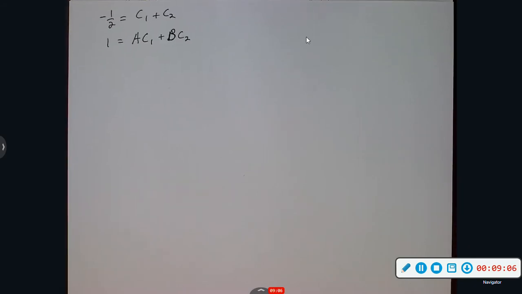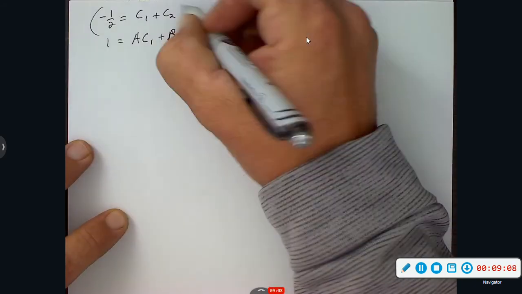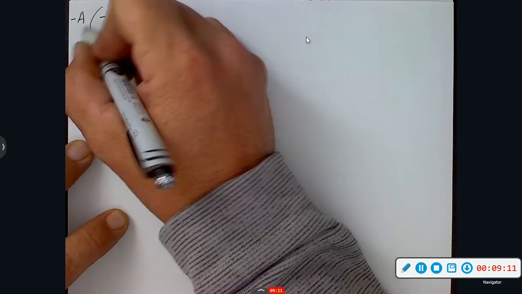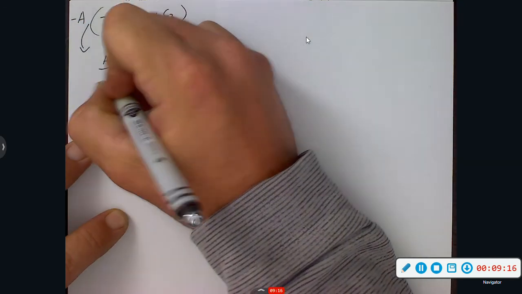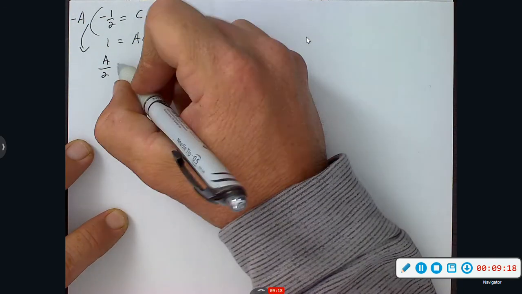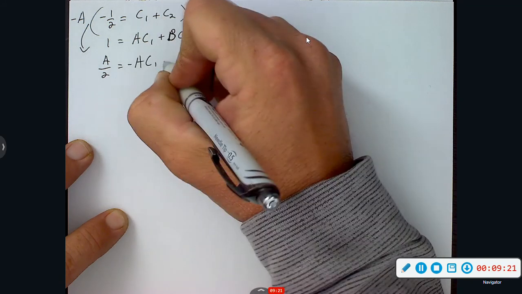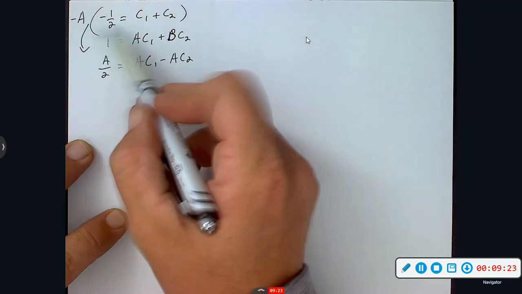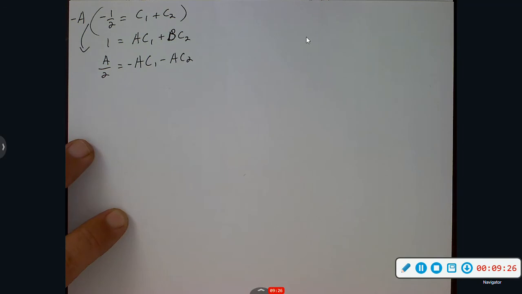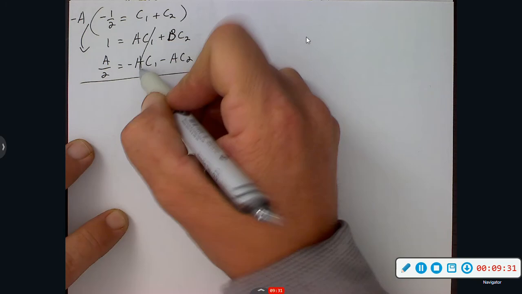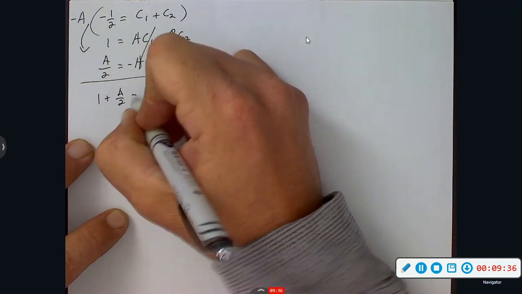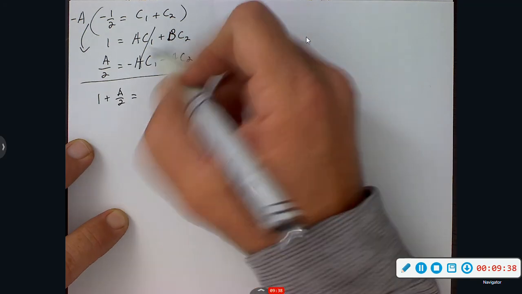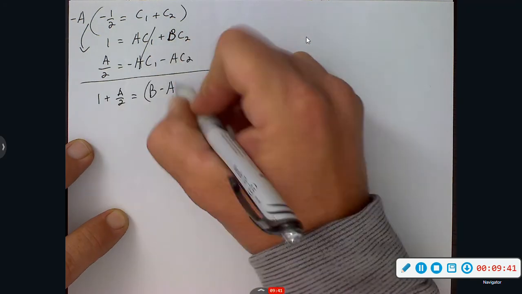Just to keep things simple, I want to make a negative A on top. So let's multiply this by negative A. I'm going to rewrite that below. Negative A times negative 1/2 would be A over 2. A times C1, it's negative A, so negative AC1 minus AC2 multiplied by negative A. Again, I'm multiplying by that decimal, but just in terms of a different variable to keep things clean. Cancels. 1 plus A over 2 equals, well, this is going to be B minus A C2.